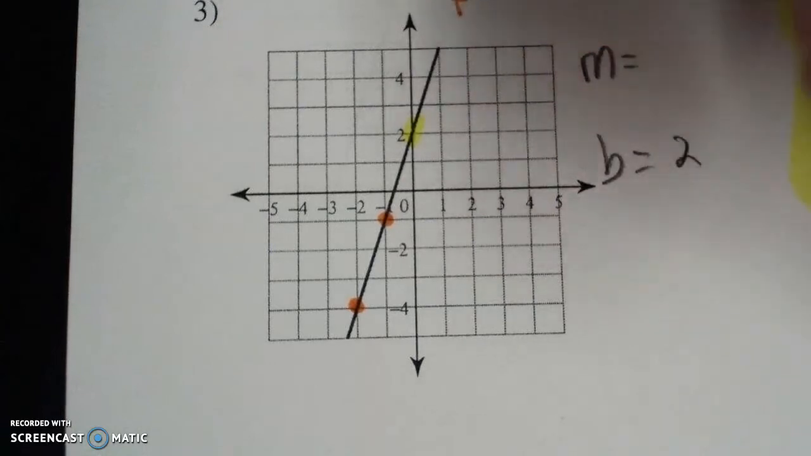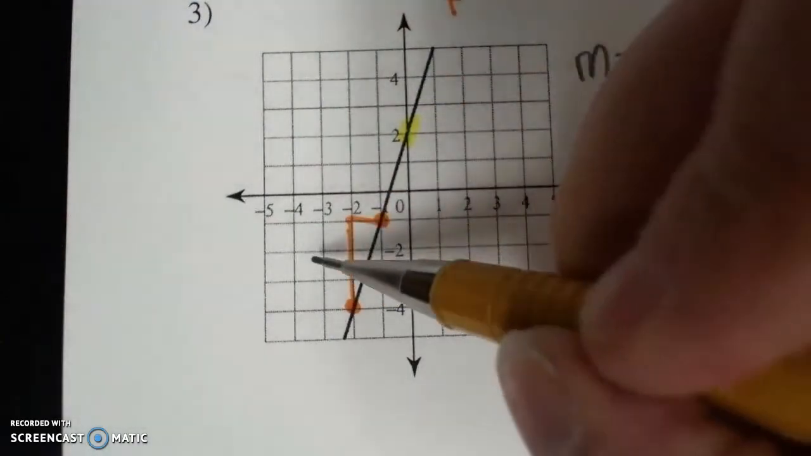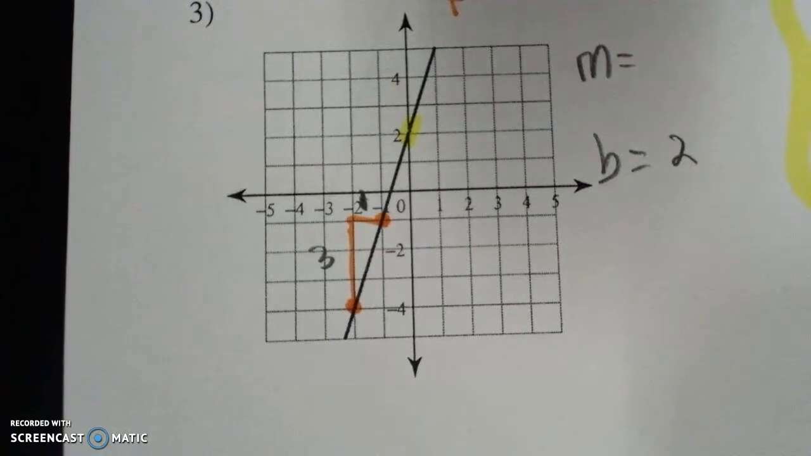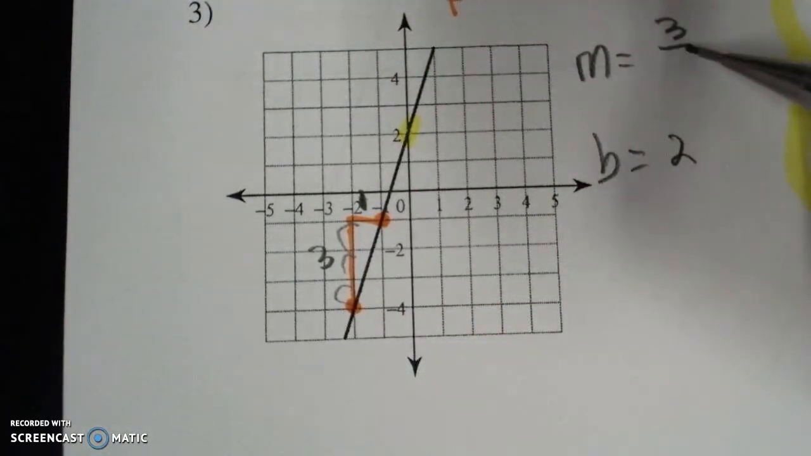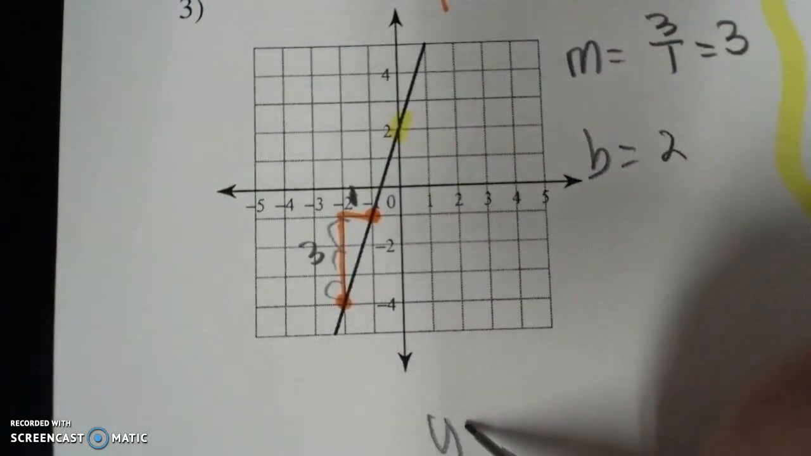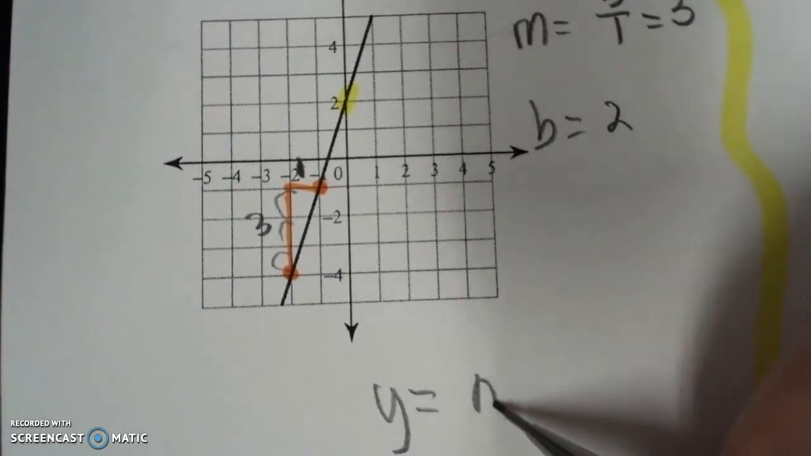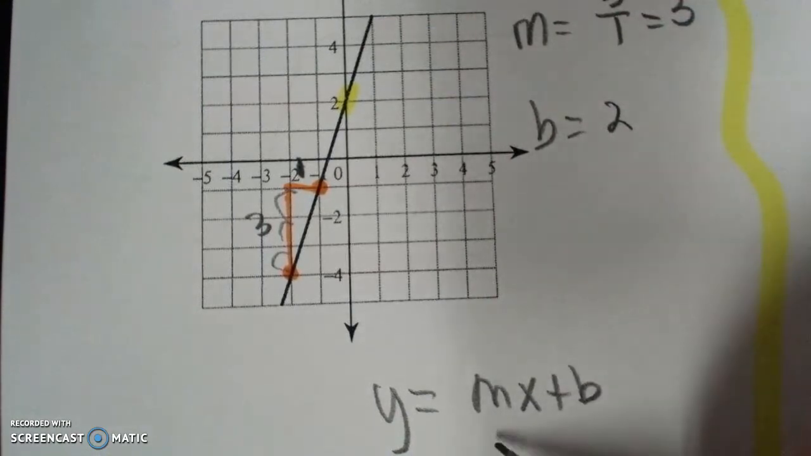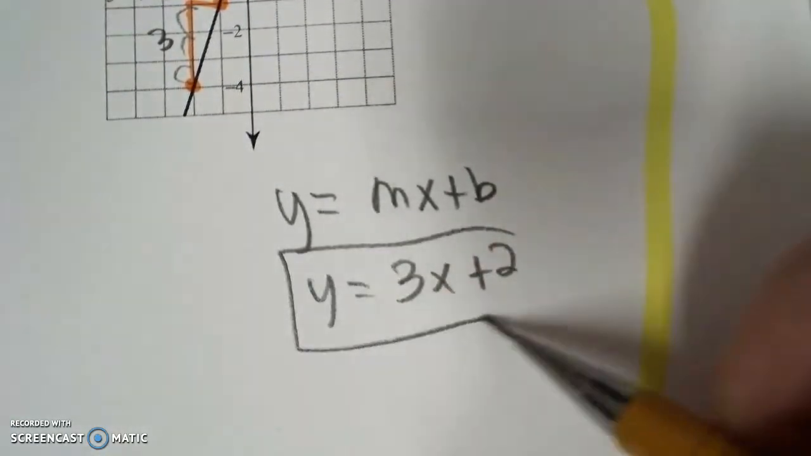and it's positive, so I'm going to go up first. I'm going to draw my little triangle, and it's 3 up, 1 right. 1, 2, 3. So it's 3 over 1, which is 3. So y equals, remember it's mx plus b, so y equals 3x plus 2. Oops, sorry, I didn't know you couldn't see it. And that is your final answer.